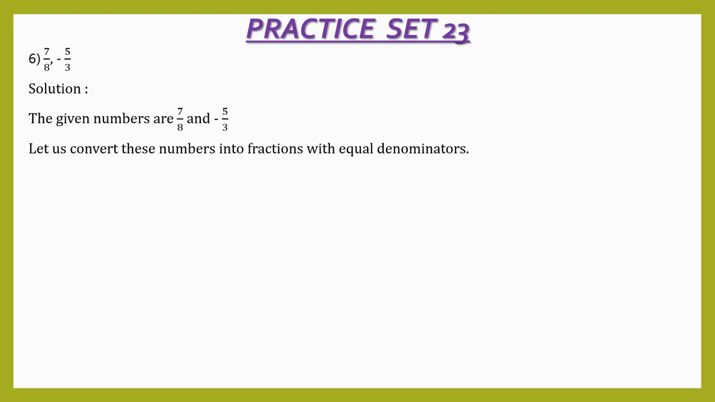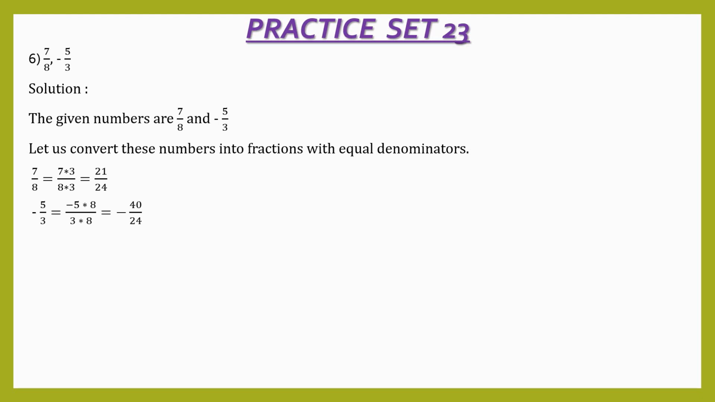Now let us convert these numbers into fractions with equal denominators. So for the first rational number 7 upon 8, we are going to multiply numerator and denominator both with 3. So we have 7 into 3 upon 8 into 3. 7 into 3 is 21 and 8 into 3 is 24. So we get 21 upon 24. So the rational number 7 upon 8 gets converted into 21 upon 24.